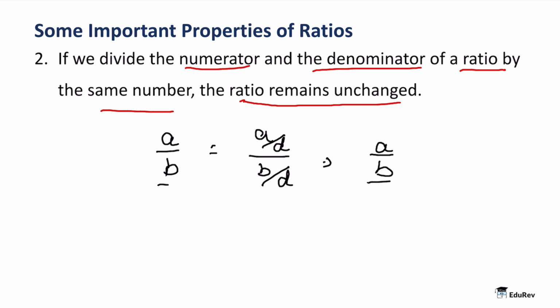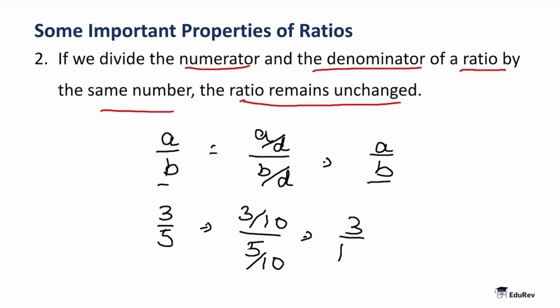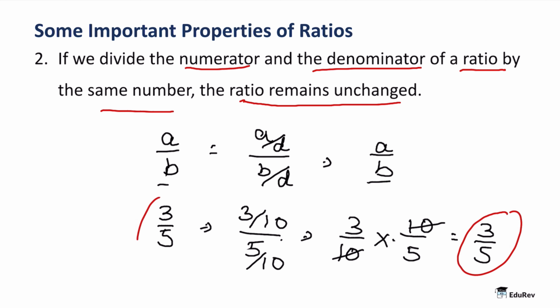Once again, let's understand this property using an example. Take the previous one, 3 by 5. Now if I divide both 3 and 5 by, let's assume, 10, so 3 by 10 and 5 by 10. Now this becomes 3 by 10 multiplied by 10 by 5, because it becomes a reciprocal as we move from division to multiplication. Now 10 cuts 10 and we are once again left with 3 by 5. Therefore, the two ratios are exactly similar. The ratio remains unchanged when we divide the numerator and the denominator of a ratio by the same number.